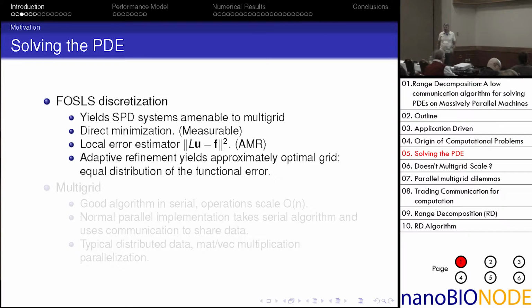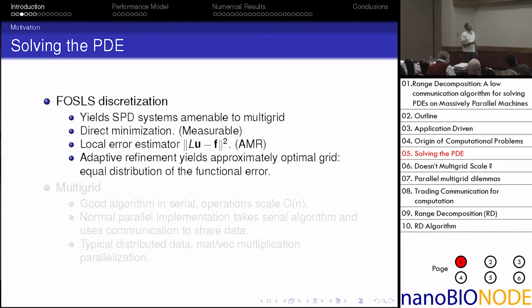Okay, how are we going to solve these PDEs? Well, over the last 20 or so years our group has been working on a methodology to solve PDEs that starts with a first order system least squares discretization. Here are some nice things about that.